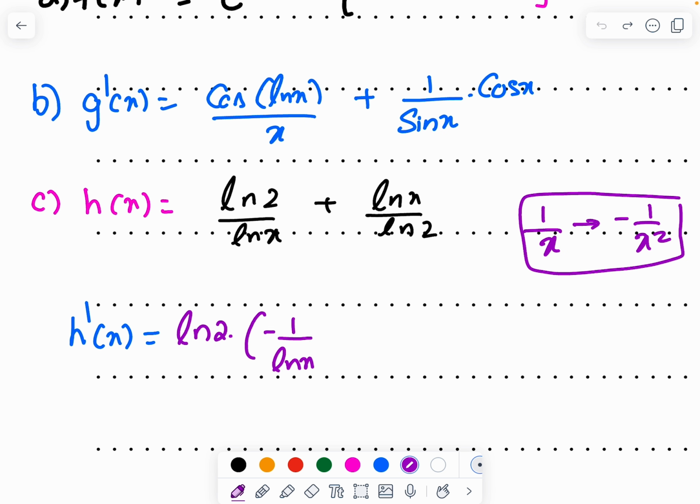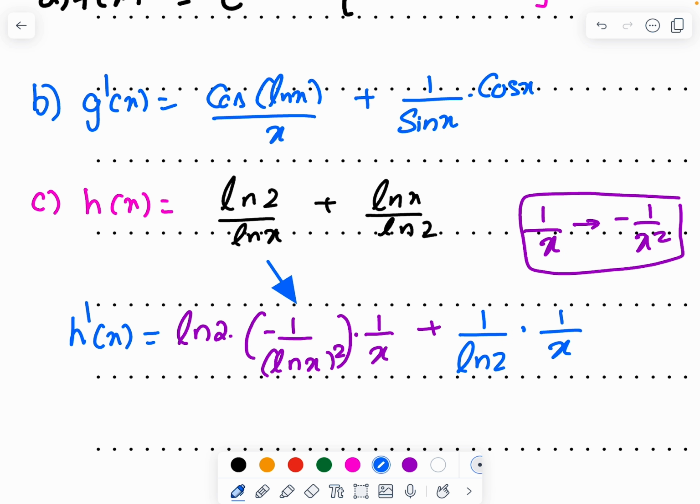So once again, 1 upon x derivative is minus 1 upon x square. So 1 upon ln x derivative is minus 1 upon ln x whole square times, again, chain rule. Ln x derivative is 1 upon x. This time, 1 upon ln 2 is a constant. So see carefully how it has been done.